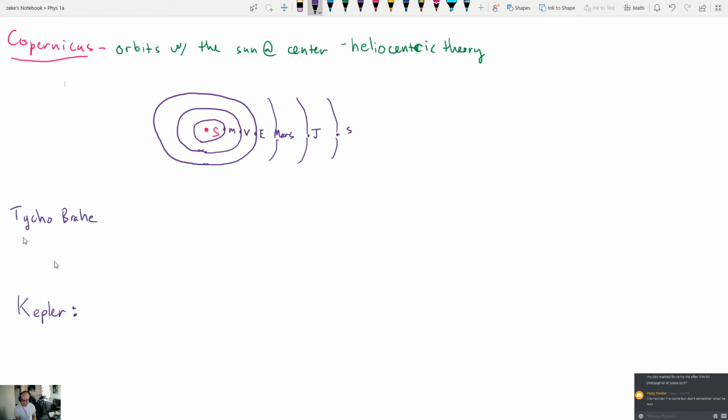I'm probably mispronouncing it. It's kind of a weird name, though. Tycho Brahe. So Tycho Brahe was a wealthy, some type of an aristocrat. I think he was a duke of some type. This is somewhere in Europe. I want to say Poland, but I could be wrong. And he had access to an observatory where he basically took extremely precise astronomical data.